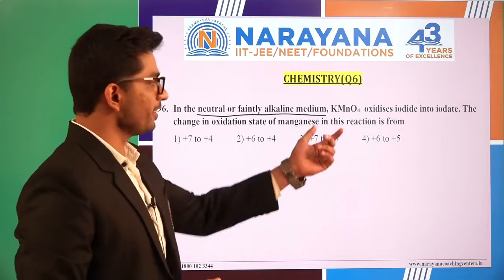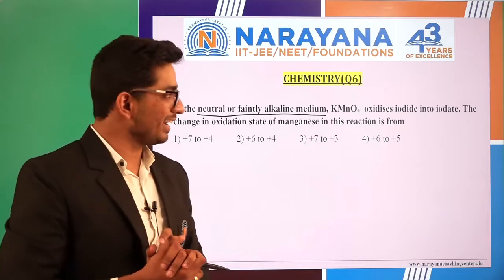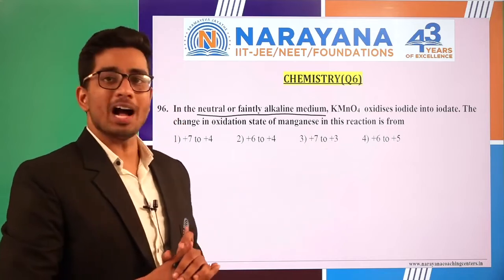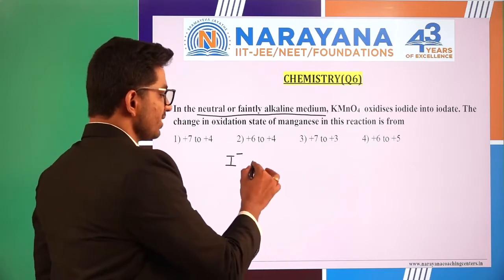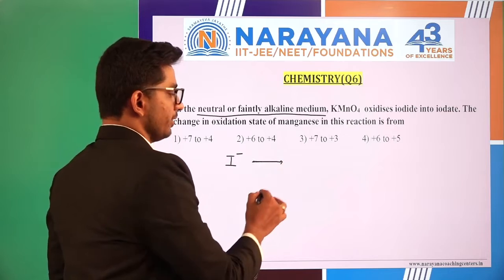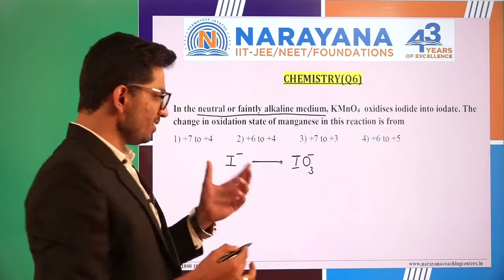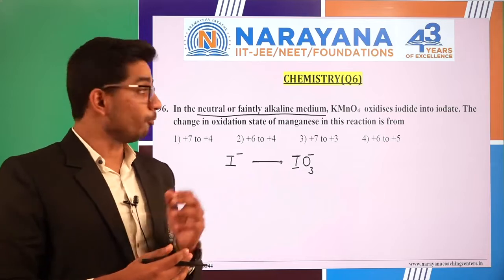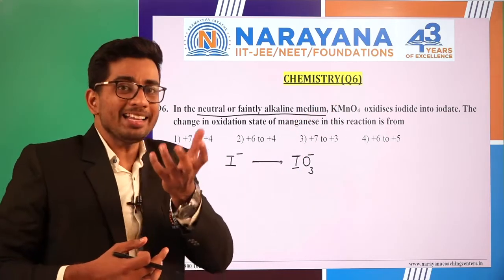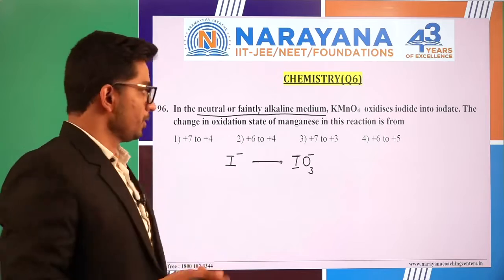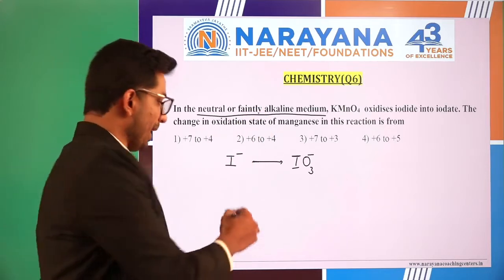Here KMnO4 is acting as an oxidizing agent, and it is oxidizing iodide to iodate. So iodide is I minus, and that is getting oxidized to iodate, which is IO3 minus. This is the oxidation. But what is the change that KMnO4, or basically manganese, is going through in faintly alkaline or neutral medium?